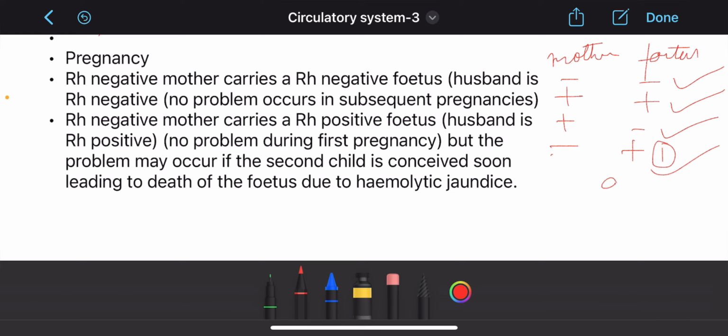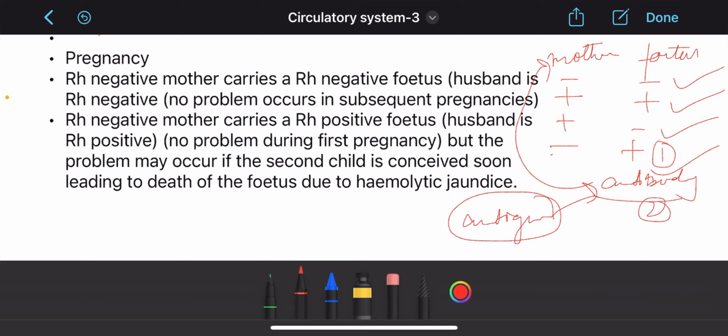But the antibodies against this antigen develop in the blood of the mother. And during the second pregnancy, if such a mother conceives soon after the first child, in that case there is interaction of antigen that is present in the blood of the fetus with the antibodies present in the blood of the mother, that may lead to the coagulation or destruction of blood, that may lead to the death of the fetus due to hemolytic jaundice.